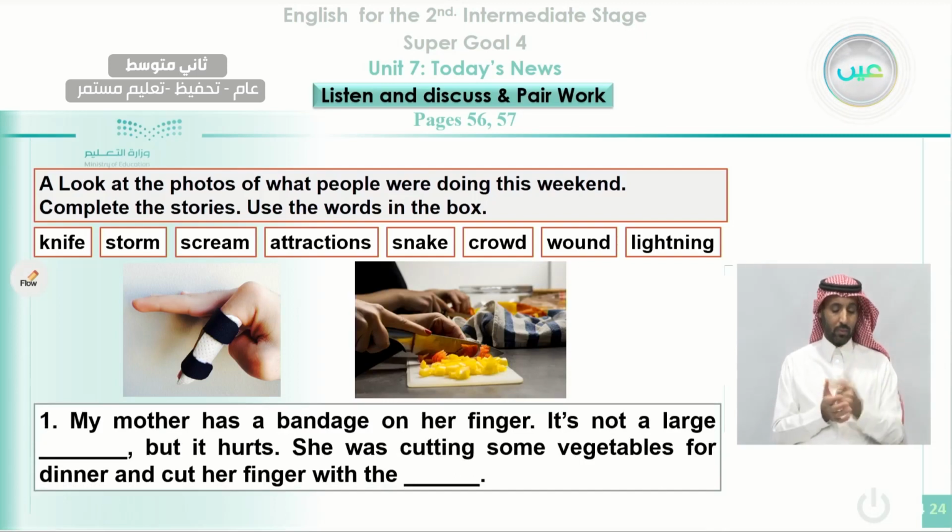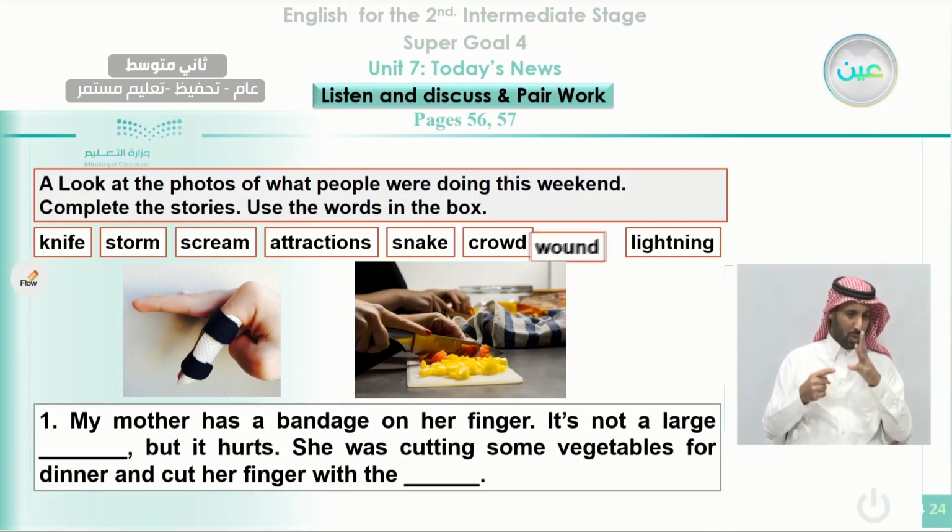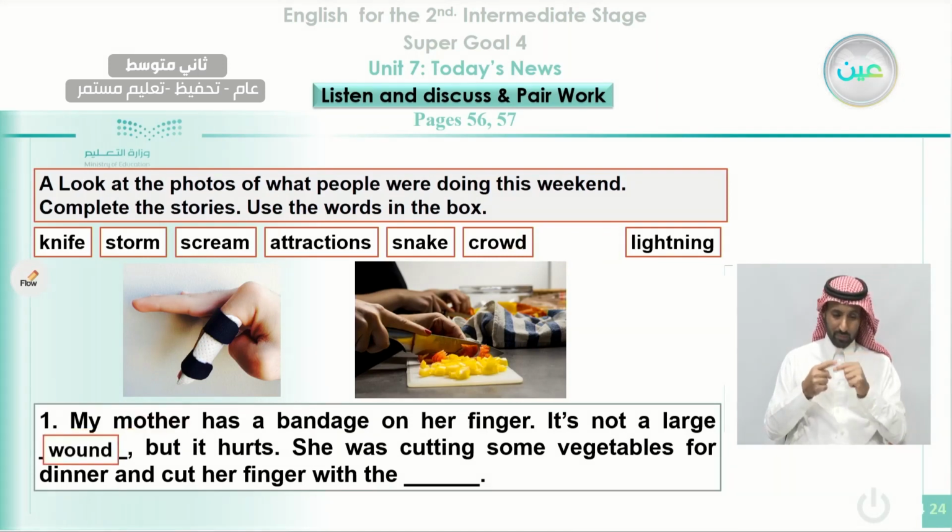My mother has a bandage on her finger. It's not large. Okay, we can say here, it's not a large wound. Okay, you can see the finger here. It was injured by a knife, but it hurts. That means it gives her pain.